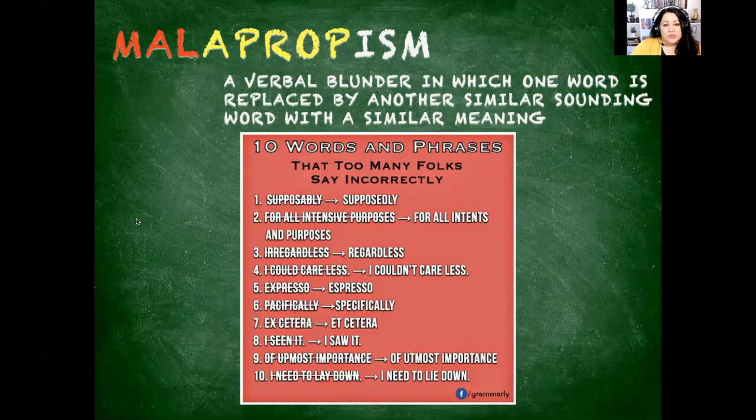Here are some more really common malapropisms. People saying supposedly. No, that's not a thing. Supposedly. For all intensive purposes. No, for all intents and purposes. Okay. Irregardless. No. Regardless. Okay. I could care less. That means that you care a little. If you could care less, that means you care a little bit. So if you're trying to say, I don't care at all, you say, I couldn't care less. I could not care less about this.